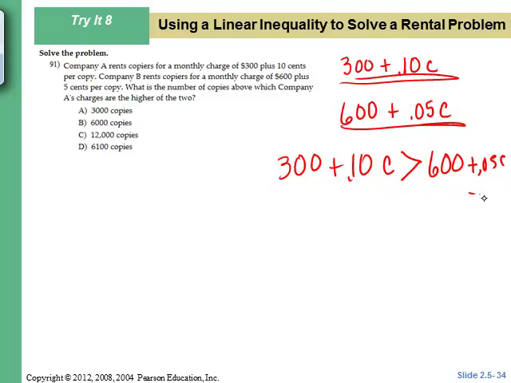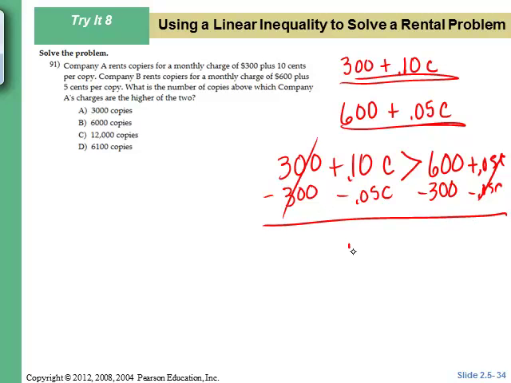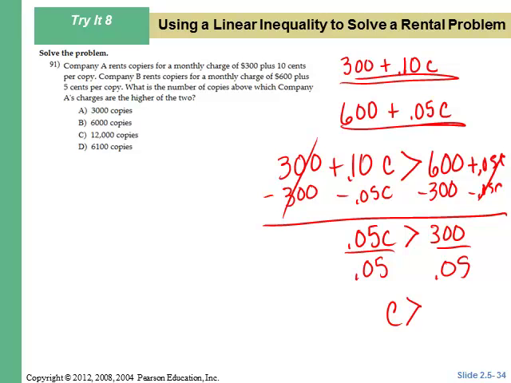Okay, let's subtract 0.05 C from each side. And let's subtract 300 from each side. And we get 0.05 C is greater than 300. Divide both sides by 0.05. C, since it's a positive number, we don't change the sense. 300 divided by 0.05 gives us 6,000 copies. So above 6,000 copies, A will be more expensive.